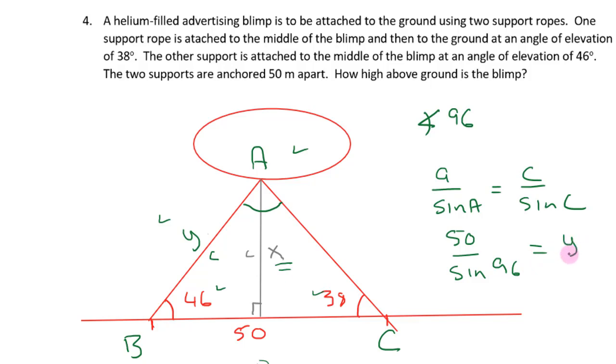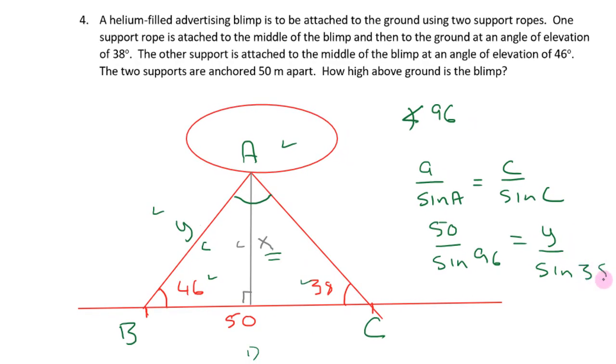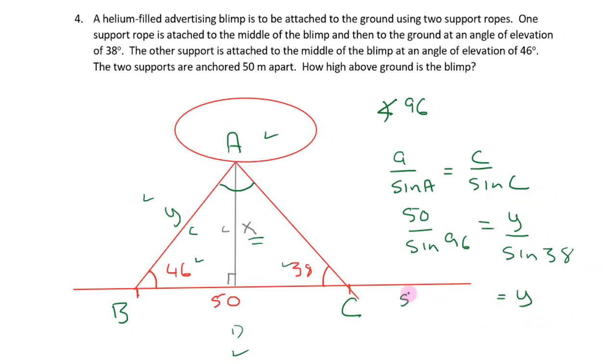C is what we're looking for, represented by y, and angle C is 38 degrees. Rearranging this equation to get y by itself, we end up getting 50 times sine of 38 divided by sine of 96 is going to equal y.